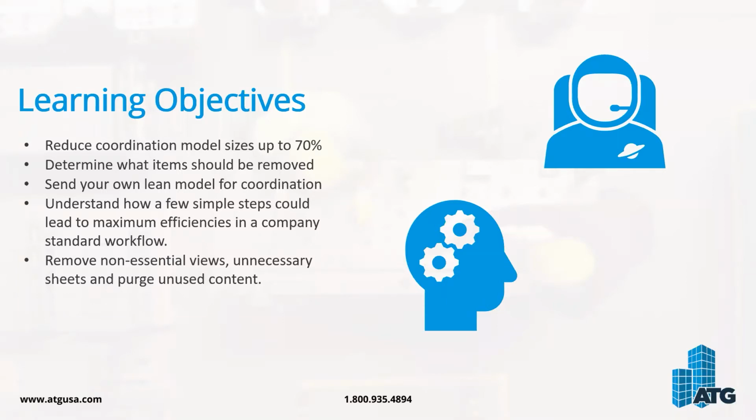And then we're going to cover how a few simple steps can lead to maximizing efficiencies. This can be repetitive. It can be reused if they send a new coordination model. You don't have to go through and re-click things. You can save the settings, then load them back in, and it'll remove those same views.